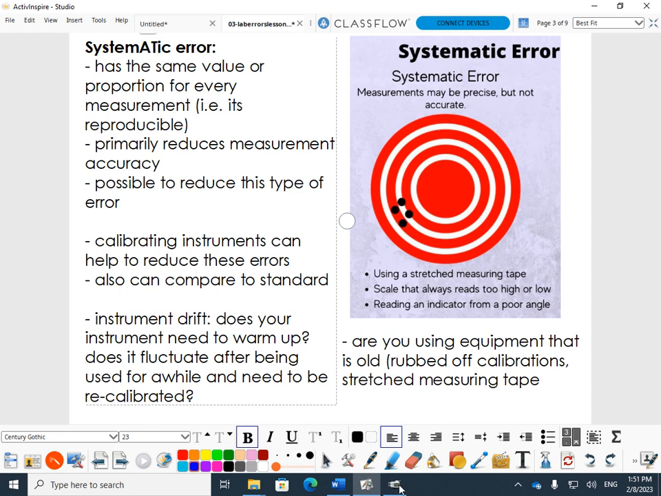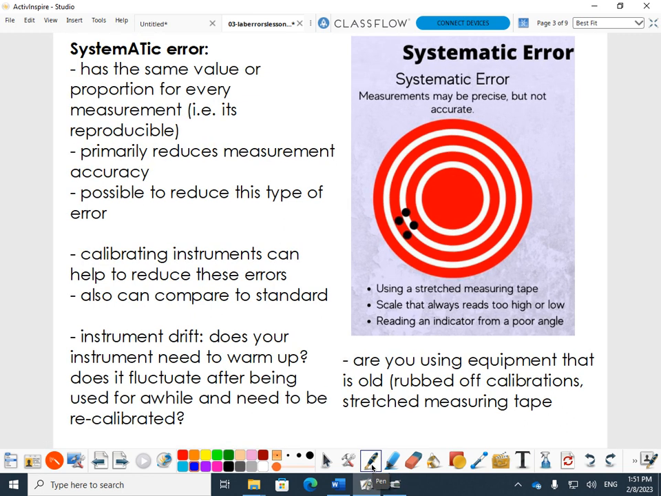Sorry. So systematic error has the same value for every measurement. So it looks like it's good, it's reproducible, but then the accuracy has been decreased. It is possible to reduce this type of error, including by making sure things are calibrated correctly before you start. And one of the ways we're also going to do this is percent error, or comparing to a standard.